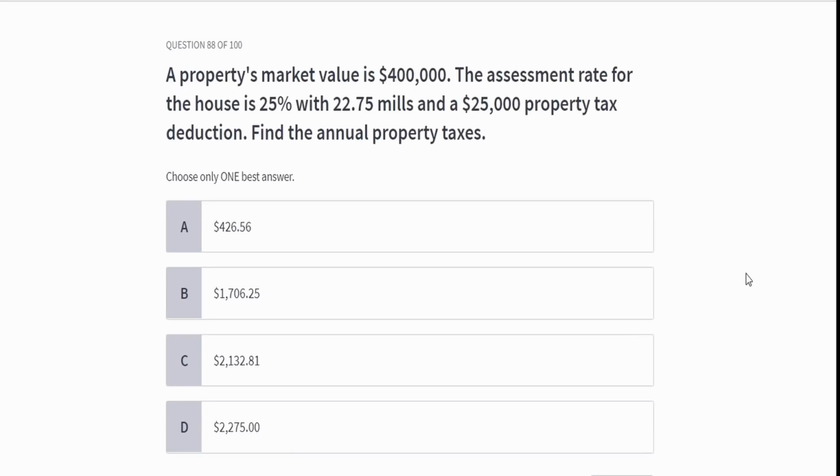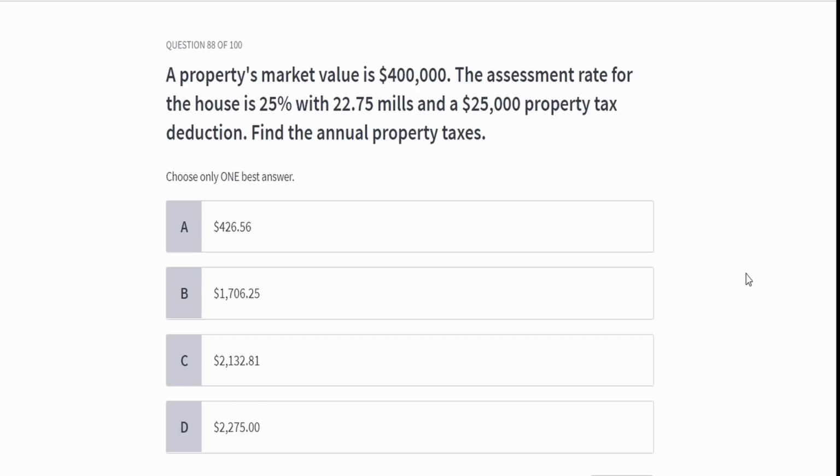Alrighty, next one. A property's market value is $400,000. The assessment rate for the house is 25% with a 22.75 mils and a $25,000 property tax deduction. Find the annual property taxes, and it gives us four options: A, $426.56; B, $1,706.25; C, $2,132.81; and D, $2,275. So come up with your answer.